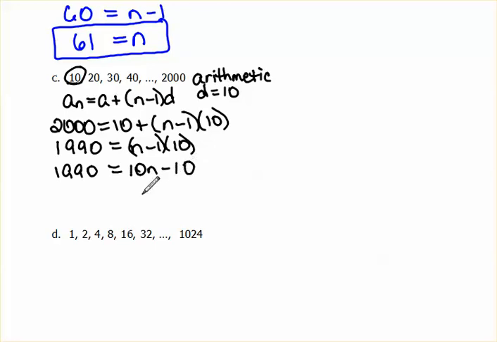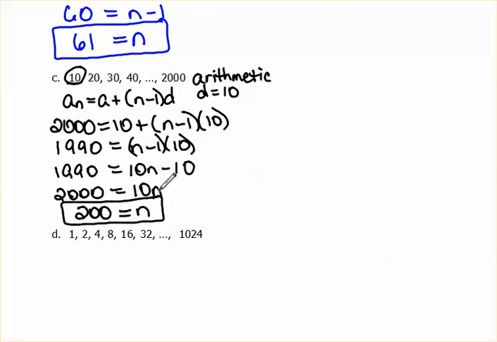So if we add 10 to both sides now, we get 2,000 equals 10n, and then dividing both sides by 10, we get n equals 200. So that tells us that 2,000 is the 200th term in that sequence. That'd be writing out a lot of numbers to get that.